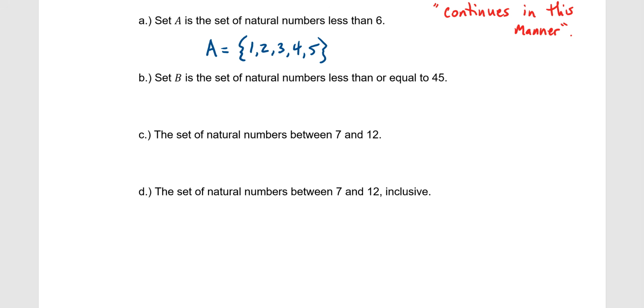Next one, we have set B is the set of natural numbers less than or equal to 45. So set B is going to be the set. Natural numbers start at 1, so it's going to be 1, 2, 3, and that's going to keep on going all the way to 45. We obviously don't want to list out all of the elements until 45. So what we can do is put an ellipsis inside like this and say 1, 2, 3, 4, all the way up to 45. And we included 45 this time because it said less than or equal to 45.